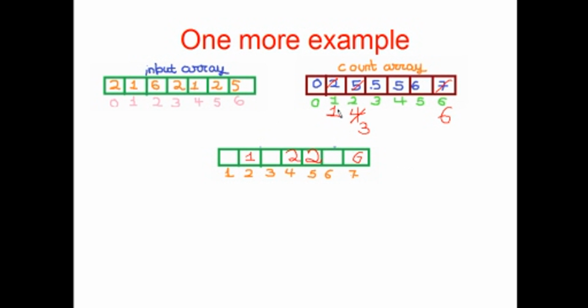Next is 1. So you will go to the first index. It has 1. You will store 1 here and decrement this value to 0. Next 2. Go to the second position. You have 3. Store 2 here and decrement this value by 1. Next you have 5. Go to the fifth position, fifth index. It has 6. So store 5 here and decrement this counter. So this was the sorting algorithm, that is counting sort.